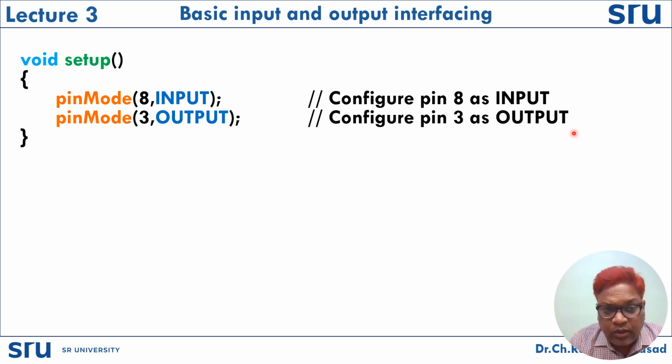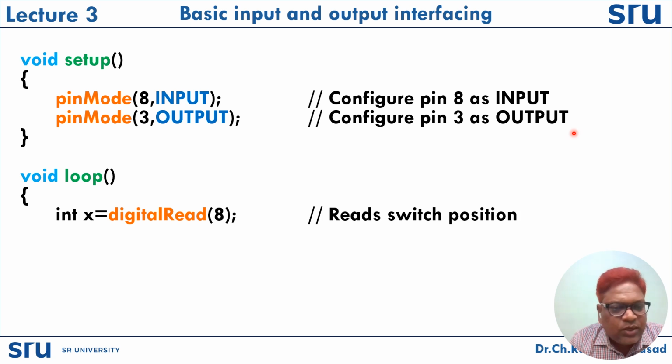Then another most important function required for an Arduino sketch is the loop. Within the loop, we need to write our actual application. First we need to read, or sense, the switch position. Based on the switch position, we need to turn the LED on or off. So first we need to read the data through the 8th pin. To read the data from the 8th pin, we require the digitalRead function.